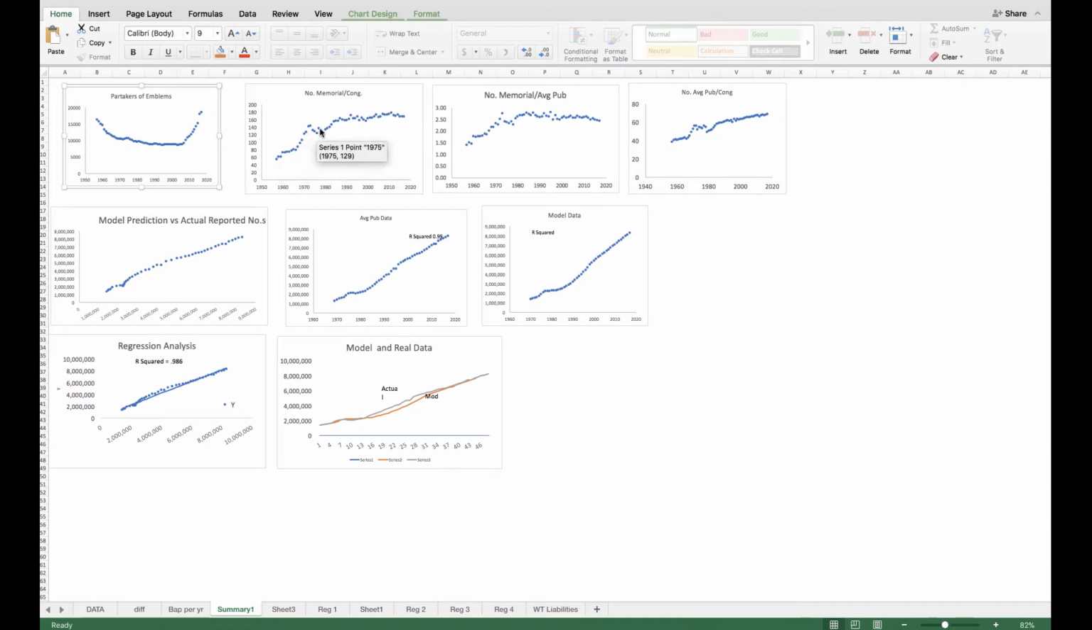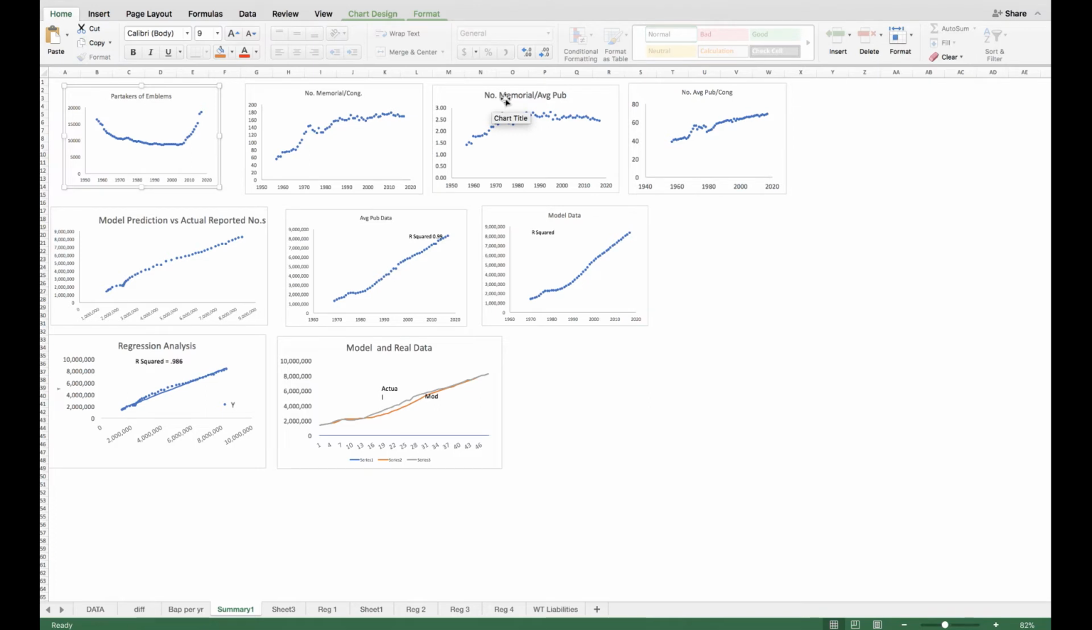Now, the other graphs up here, this is the number of memorial attendees per congregation. It's interesting that during the 1950s, memorial attendance was 54 per congregation, and in 2016 or 17, it's 168. So you can see that the number of people attending memorial has increased, but this curve is beginning to flatten out.